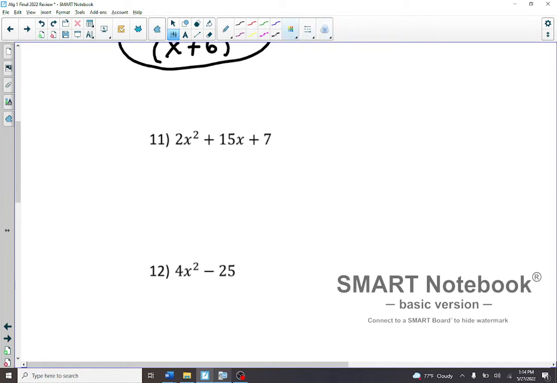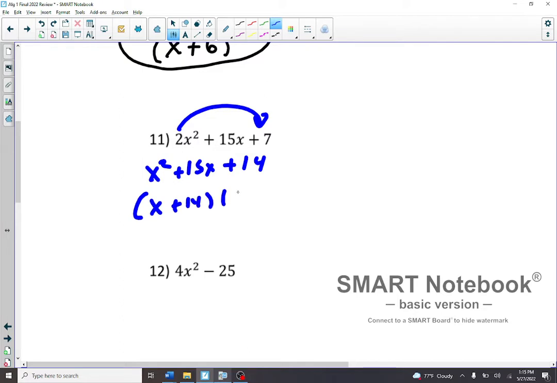Here, we have a number in front. First off, you could definitely tell 7 isn't going to 15, so that's a problem. But 2, we have to bring it over here. So it becomes x squared plus 15x plus 14. Then we're going to find things that multiply to 14 that add to 15. So that would be x plus 14 and x plus 1.